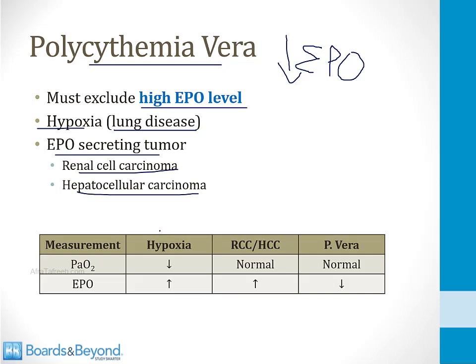So if you look at this table at the bottom of the screen, hypoxemia, tumors, and polycythemia vera can all cause an increased red cell mass. But you can differentiate them by measuring the PaO2 on a blood gas and the EPO level. For patients with chronic lung disease and hypoxemia, the PaO2 will be low and the EPO level will be high. For patients with an EPO-secreting tumor like renal cell carcinoma or hepatocellular carcinoma, the PaO2 should be normal, but the EPO level will be high. And then if the patient has polycythemia vera, the PaO2 will also be normal, but the EPO level will be low. So this is an essential part of the workup of polycythemia vera, measurement of the serum EPO level.